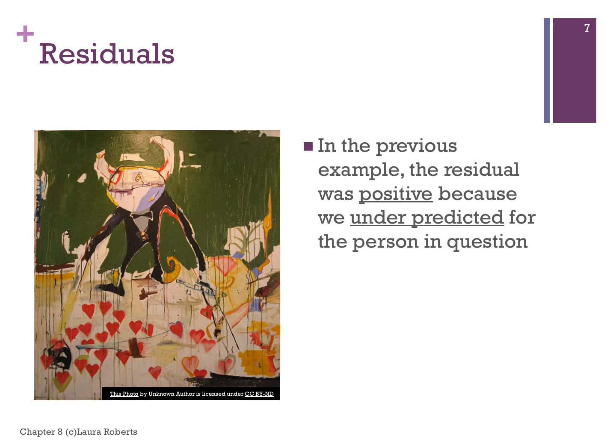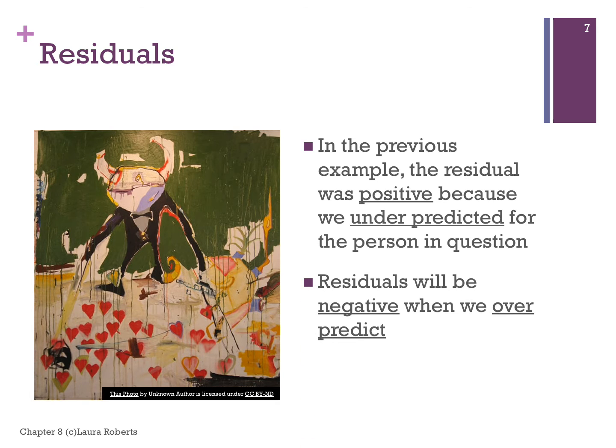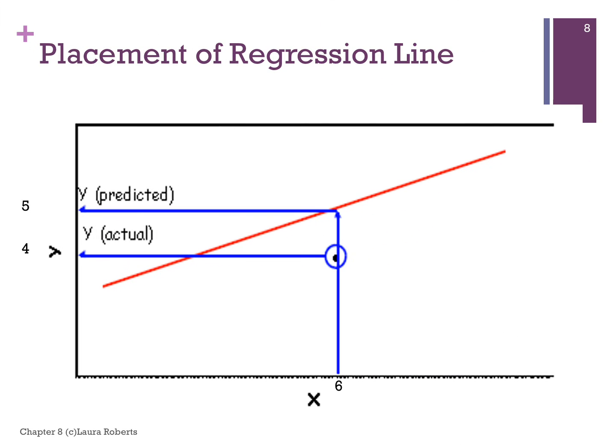In the previous example, the residual was positive because we underpredicted for Alex. Residuals will be negative when we overpredict for a person. The black dot on the blue line in this slide is Chris's data point. So the blue line is below the red line. It has the xy coordinates 6 and 4. Chris's predicted y-score is 5, so her residual is 5 minus 4, or negative 1.